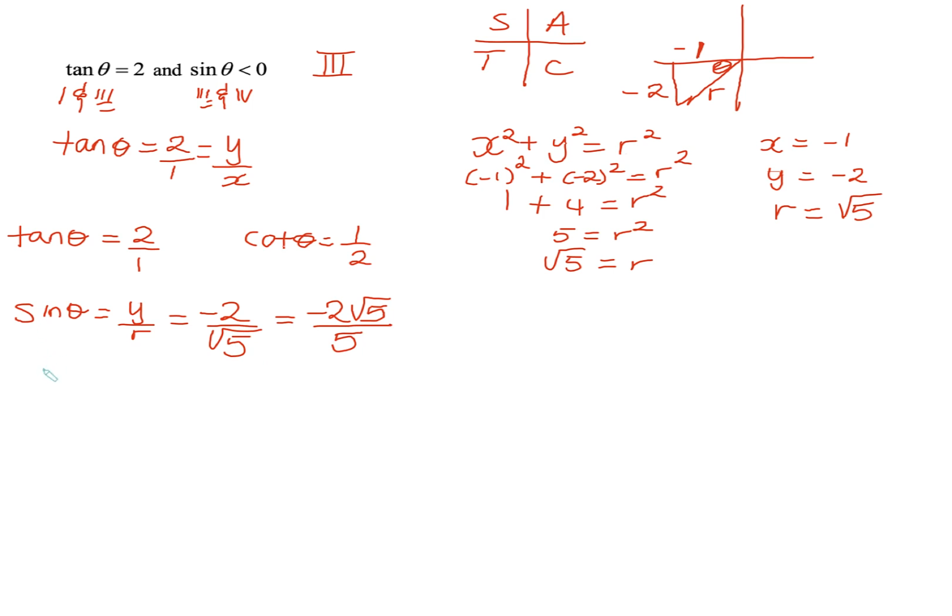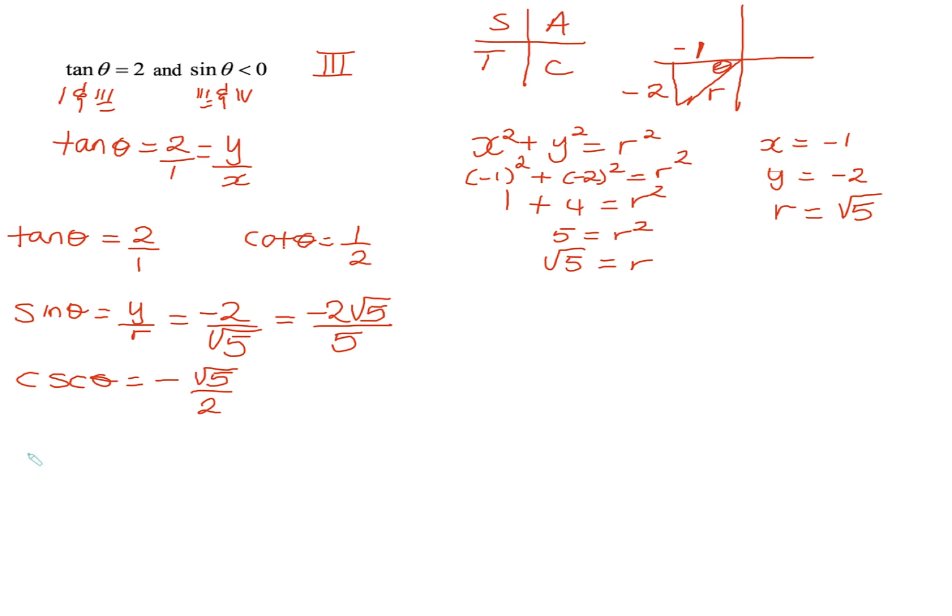Now, if you want your cosecant, don't go from here, go from here. Because when you write the reciprocal, it's going to be negative, and it's just going to be the square root 5 over 2. And notice that your radical is in the numerator, so that's fine.